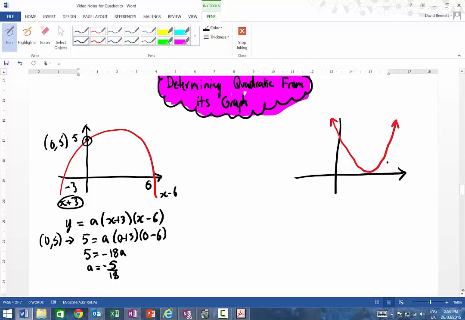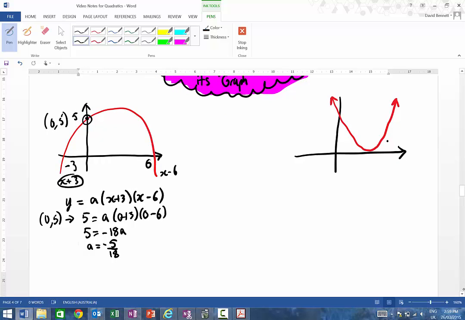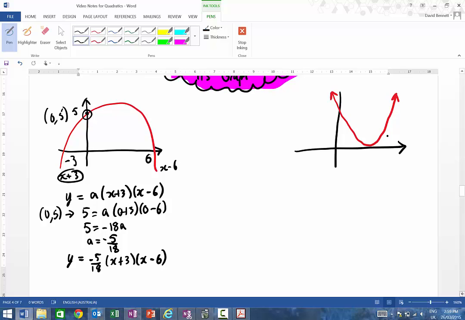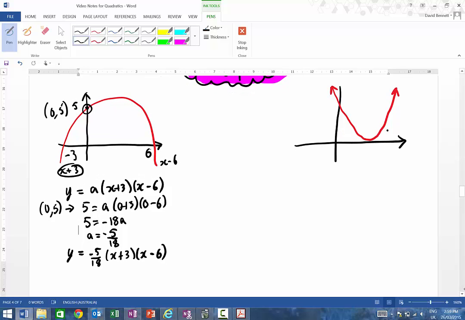Therefore I can then go and do the next bit, I can write the whole equation, which I can graph: y equals negative 5 on 18, and then (x + 3), and then (x - 6). You can also, if you want to, expand that equation out by FOIL and then multiply that factor through. That's the option, but if I was trying to graph an equation, I can put that into my calculator and it will draw that graph there.